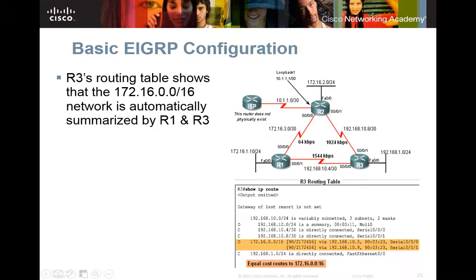All I have to do is say 172.16.0.0, and if I have 172.16.0.0, I guess I'm on R2, or I'm on R3. 172.16.0.0. Okay, because I have this network and this network. And if I summarize it on here, it's going to give me the equal cost to get out to this network.